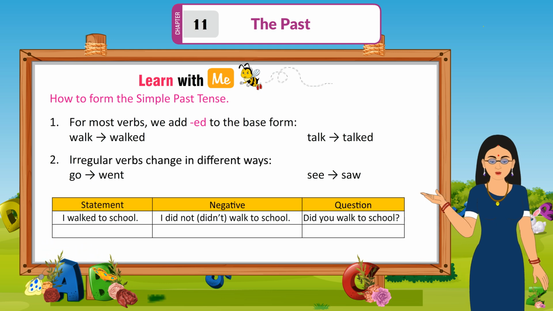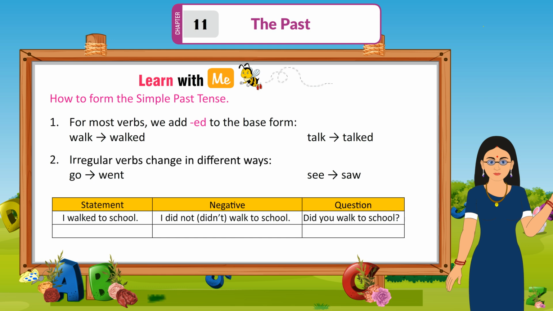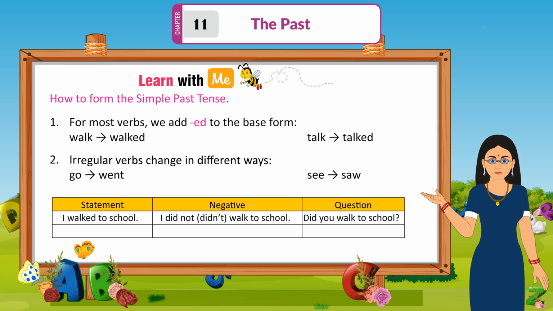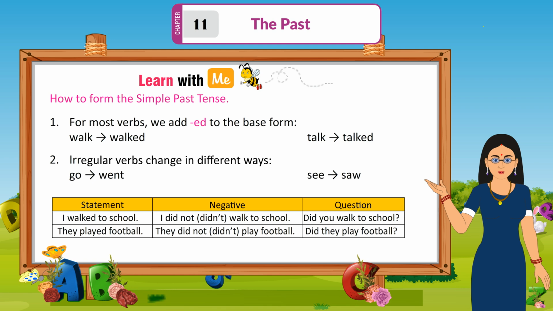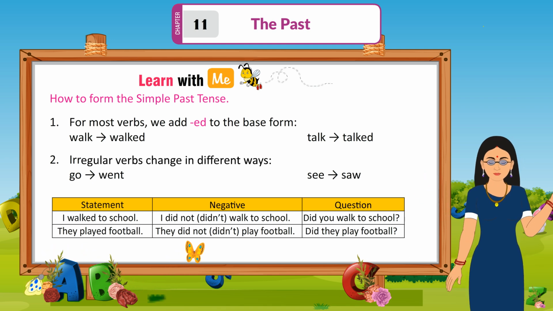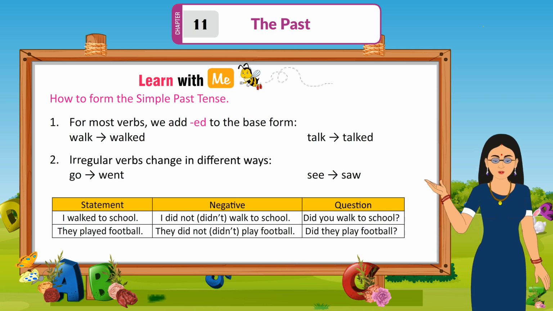Statement: I walked to school. Negative: I did not, didn't walk to school. Question: Did you walk to school? Statement: They played football. Negative: They did not, didn't play football. Question: Did they play football?